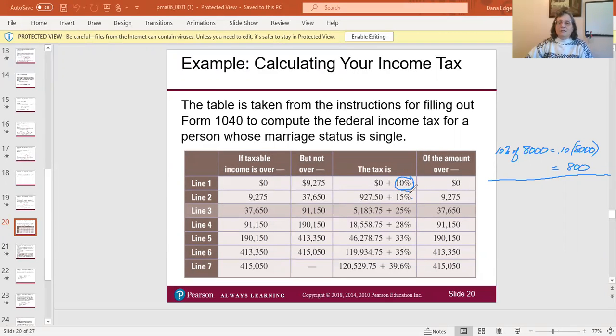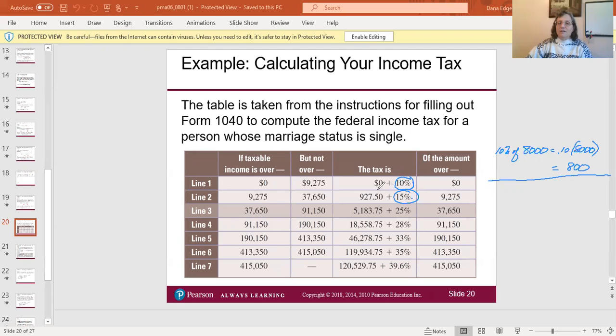Now, at $9,276, yes, you are bumped up into the 15% bracket. This does not mean you now pay 15% of your income. You still pay 10% of everything less than $9,275. So you only give them 15% of the last dollar that you made.